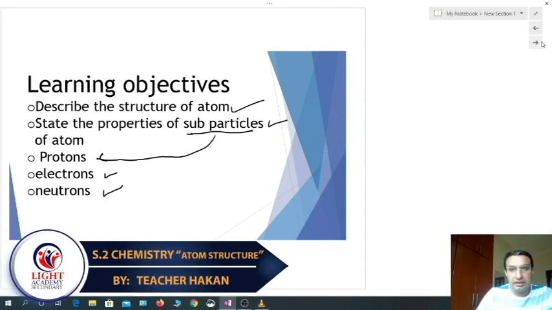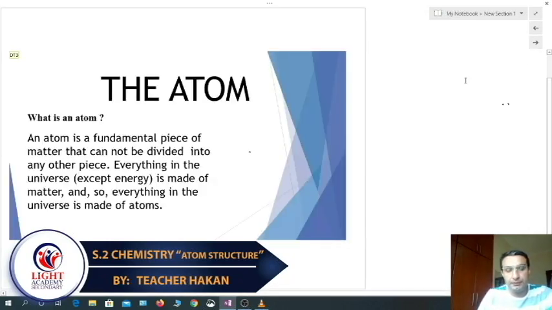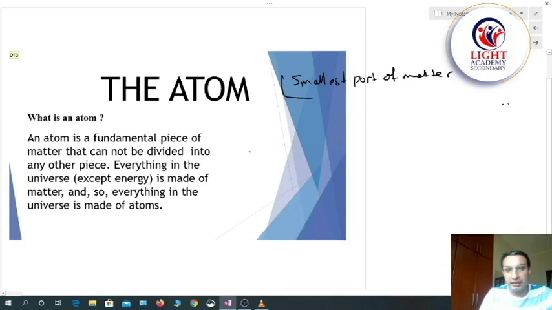So let's get started with the definition of atom. When we define atom, we say that an atom is the smallest part of matter. It means in a matter, the smallest particle is called an atom. In our definition, an atom is a fundamental piece of matter that cannot be divided into any other pieces. So what does it mean? It cannot be divided into any other pieces.